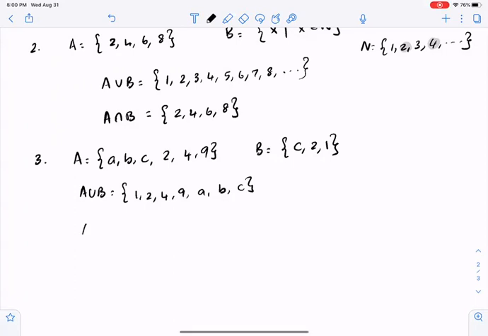The intersection would contain the elements that are common to both. Well, I see a C there, and 2 is here, 2 is there. Those are the only two elements that I see in common. So A intersect B will be {C, 2}.